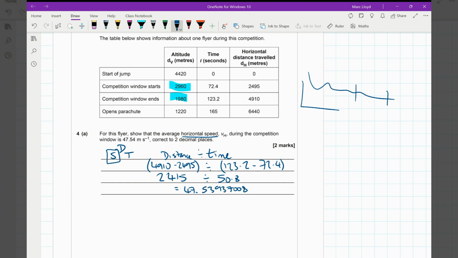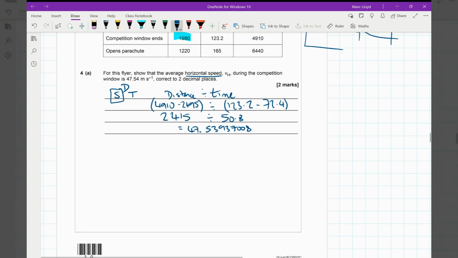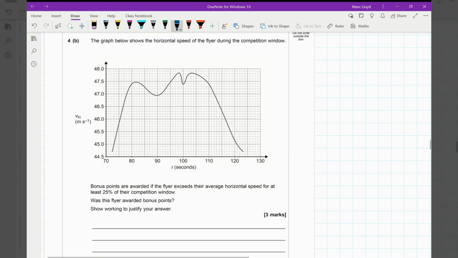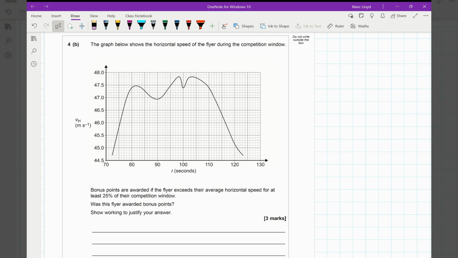47.5393708. And it's really important to write the whole number because this show that question needs it to be correct to two decimal places. And in order to show that we're able to round it to that two decimal places, we have to show the full decimal. And then we get to 47.54.